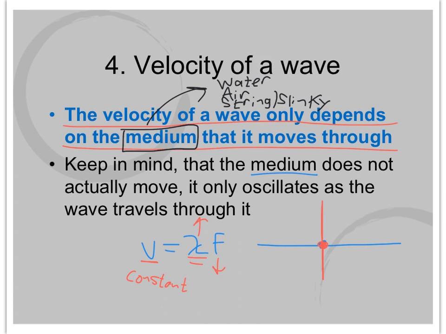The medium itself is not moving with the wave. The wave is kind of rippling and oscillating through the medium, but once it passes through, that medium, the substance the wave is traveling through, is left in the same position it was in before.